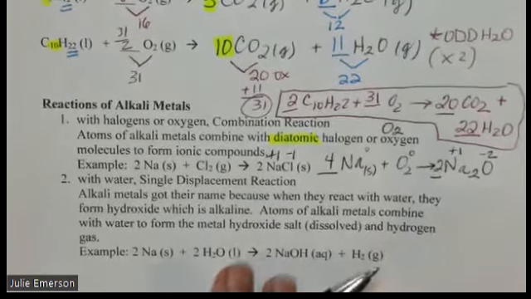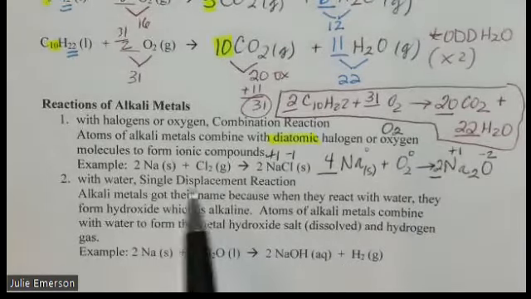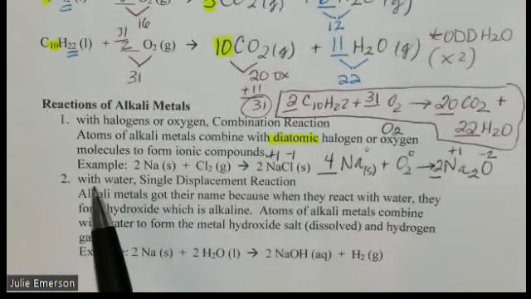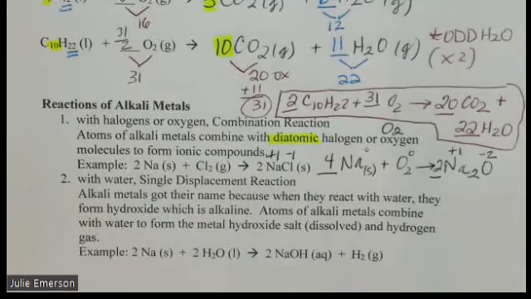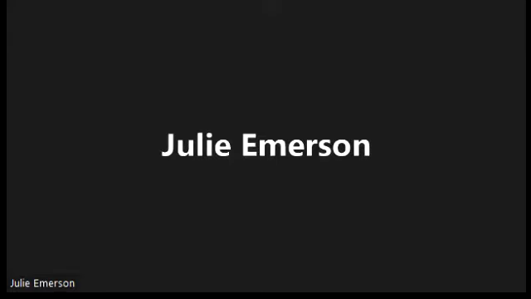The other type of reaction we can have is a single displacement reaction, which is what happens when the alkali metals react with water. So alkali metals, alkali means base. And the reason why they're called that is because when they react with water, they turn the water into base, which is hydroxide. So when we do acid-base reactions, we'll see that hydroxide is our base. In fact, that's one of the definitions, that if it's a base, it turns water into hydroxide.